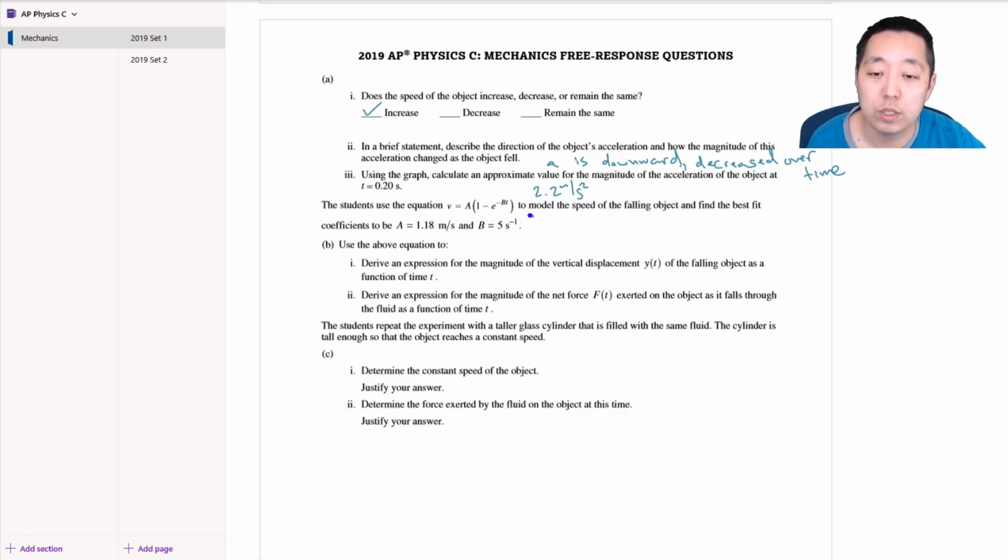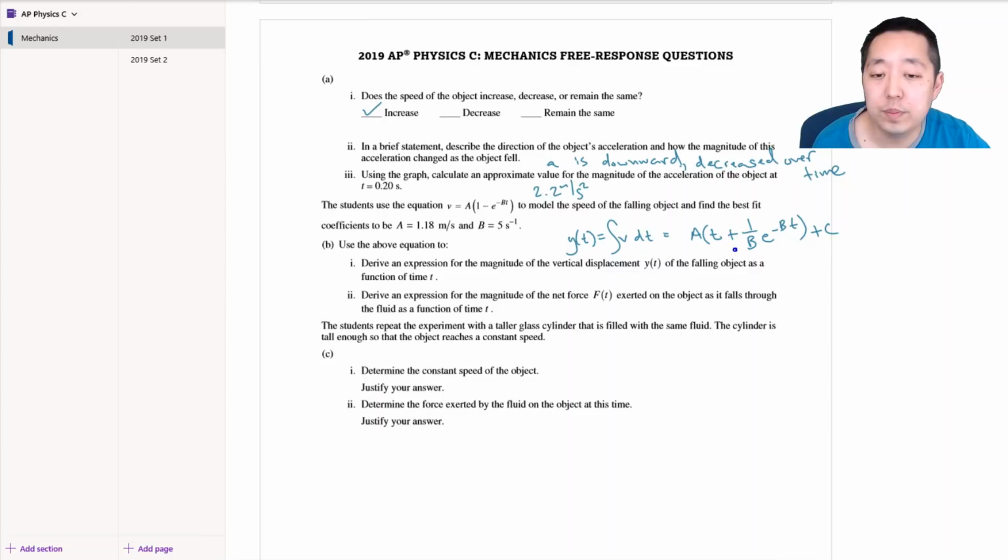Students use this equation to model the speed of the falling object and find the best fit coefficients to be a and b. Use the above equation to determine the expression for the magnitude of the vertical displacement of the falling object as a function of time. So in general, y of t is going to be the integral of velocity. A is a constant, so the integral of 1 is t. The integral of e to the negative bt is e to the negative bt divided by negative b, so it's plus 1 over b e to the negative bt, plus a constant.